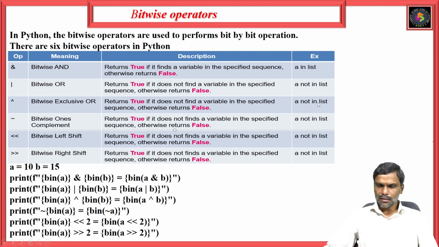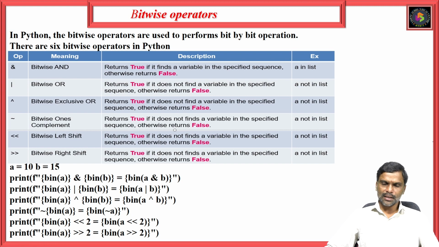Bitwise shift, if it doesn't find the variable in the specified sequence, otherwise returns false. Similarly, the left shift. Left shift means towards the left we are going to search and it should find. Right shift means it should find in the right direction from the specific sequence. Then it will give true or false. The simple example I have given, the same output we are going to get.